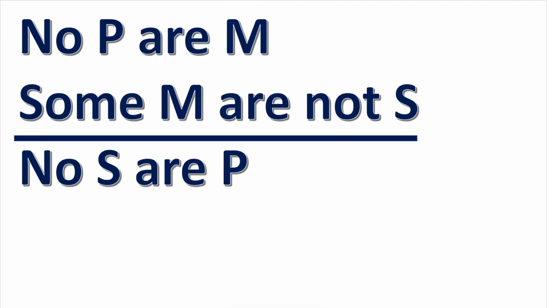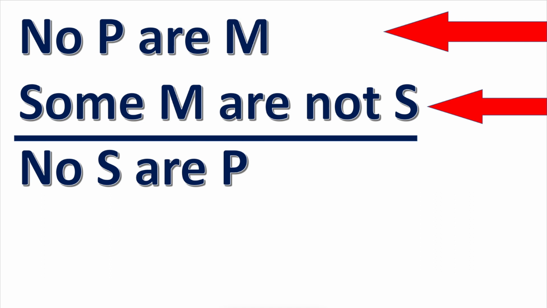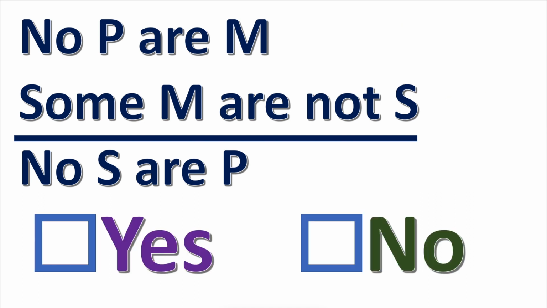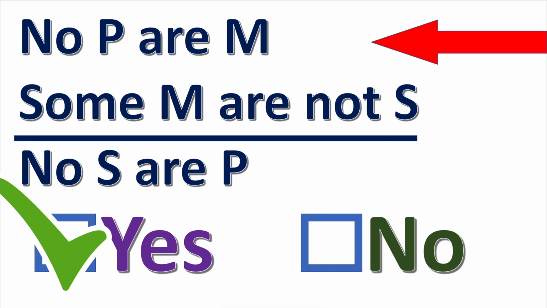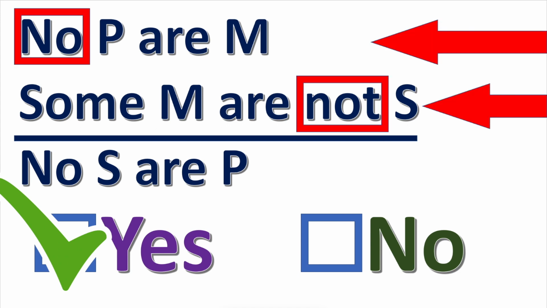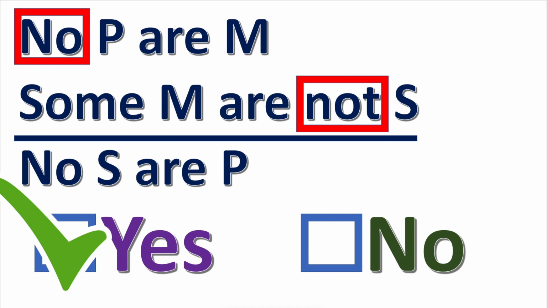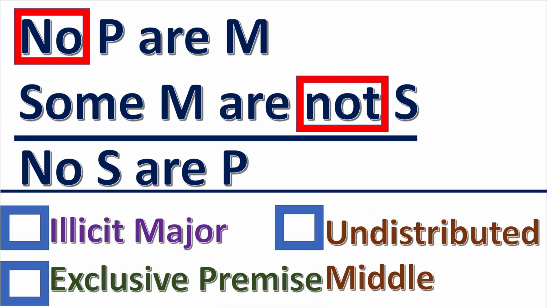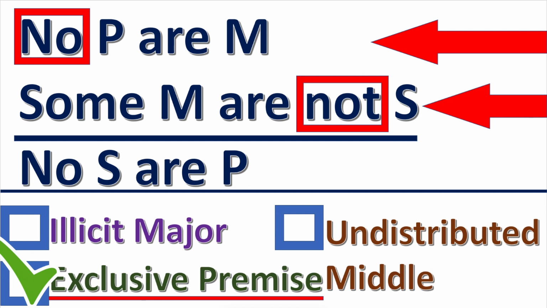Next practice problem. Are both premises negative? Press pause if you need more time. The answer in 3, 2, 1. E and O propositions are both negative propositions. And since both premises are negative, what fallacy is committed? Press pause. The answer in 3, 2, 1. The fallacy of exclusive premises. Both premises are negative. Very good job on those practice problems.